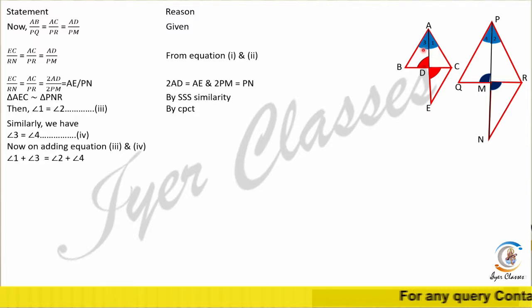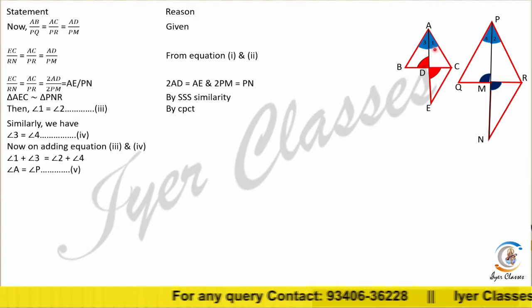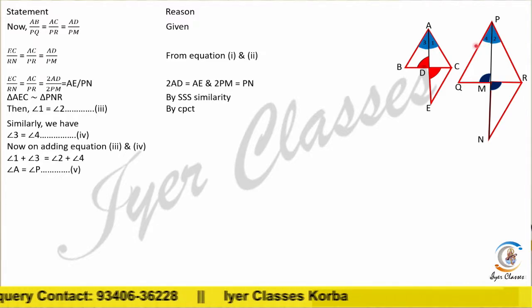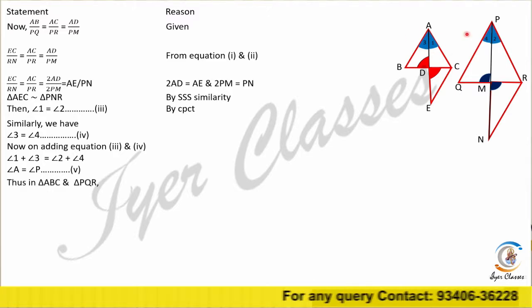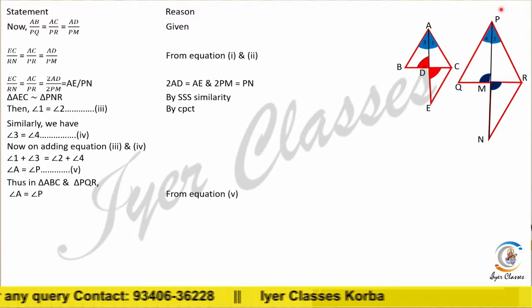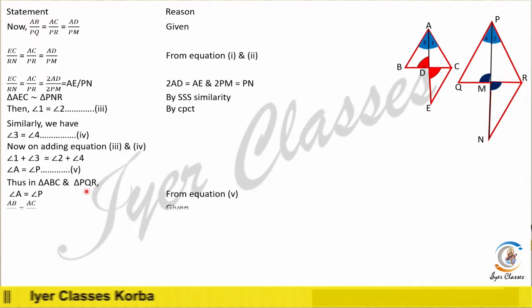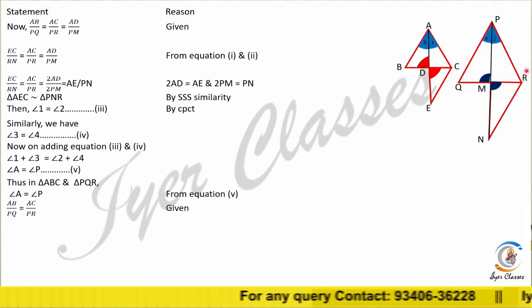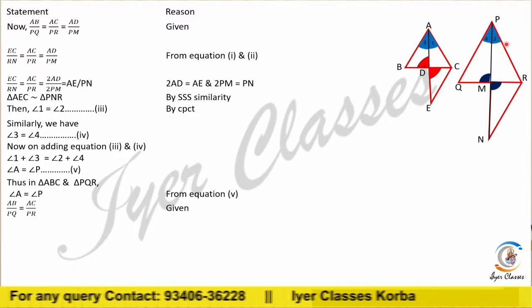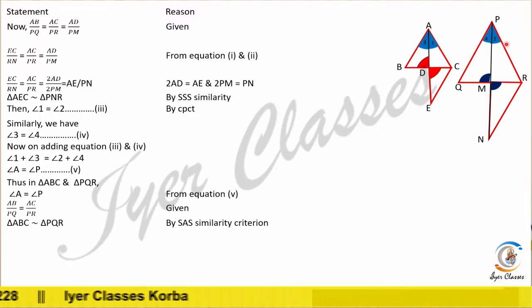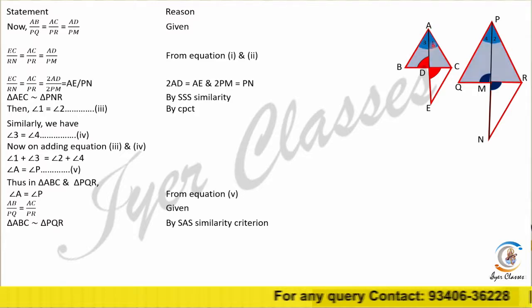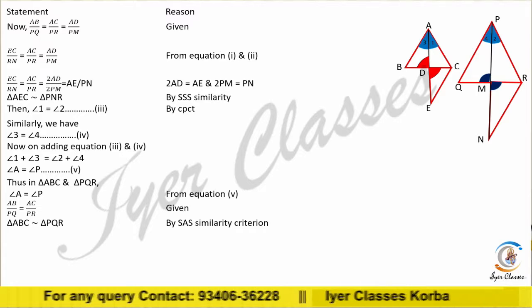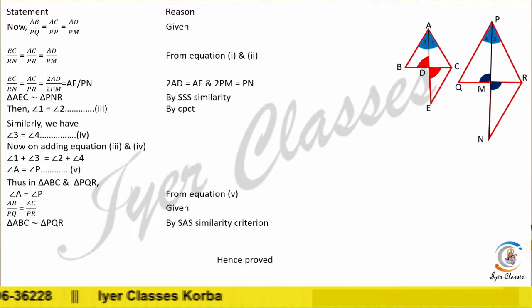But what is angle 1 plus 3? That is equal to angle A. And what is angle 4 plus 2? It is equal to angle P. Then in triangles ABC and PQR, we have got angle A equal to angle P and the side AB by PQ is equal to AC by PR. That means the two sides are proportionate and included angles are equal. Therefore, the two triangles will be similar by SAS similarity criterion. Side, angle, side proportionality theorem. Hence proved.